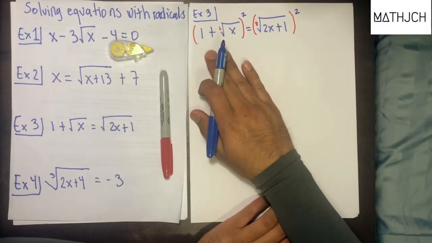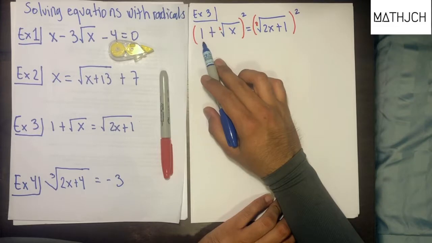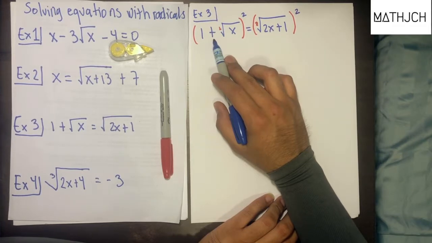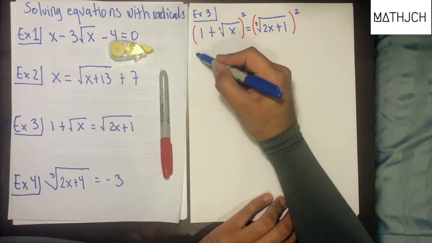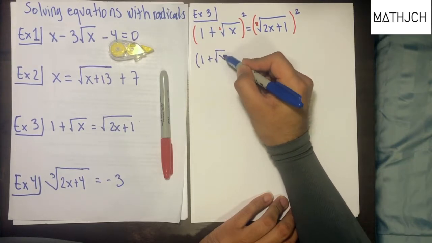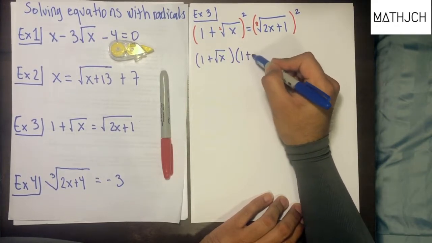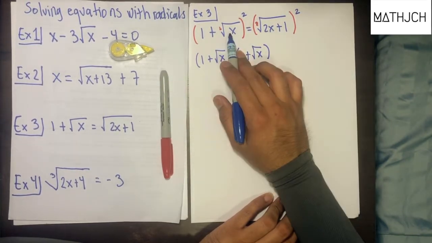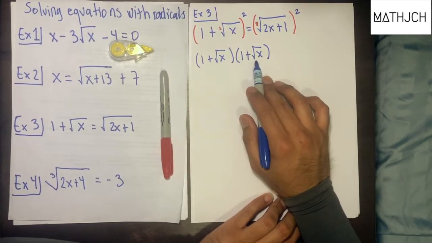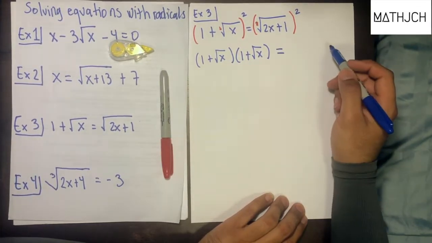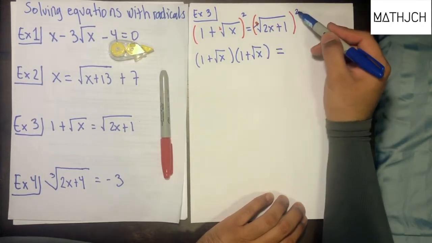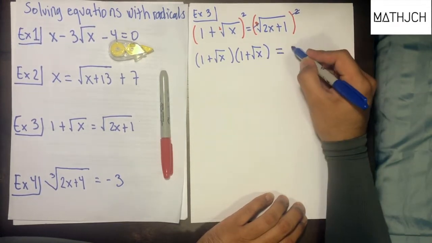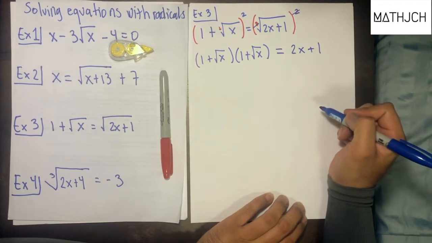Okay, so let's start with the left side. Notice that we have two different terms to the power of 2 with a plus between them. So we have to expand this one. We're gonna rewrite it as multiplying the same thing that is inside twice because we have power 2. So it is 1 plus square root of x times 1 plus square root of x equals the right side. Now notice here, same index, same power, they cancel. So we are left with everything that is inside the root, in this case 2x plus 1.